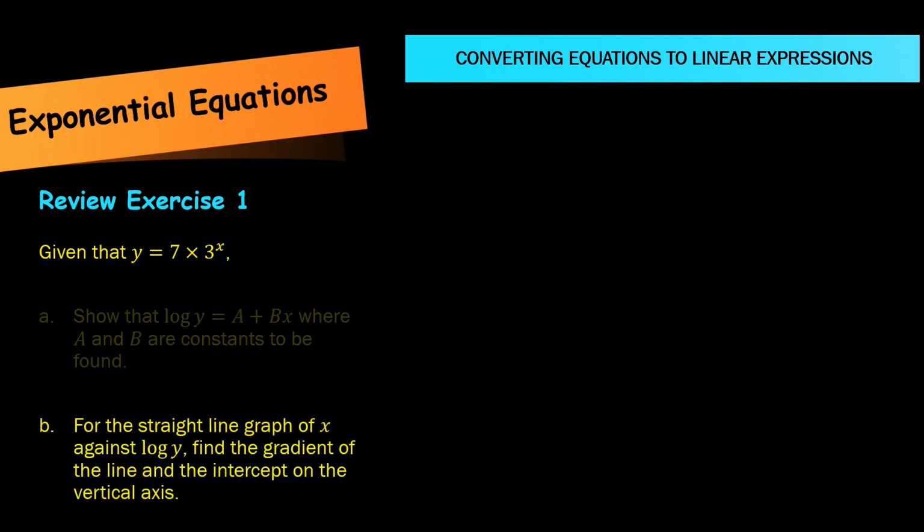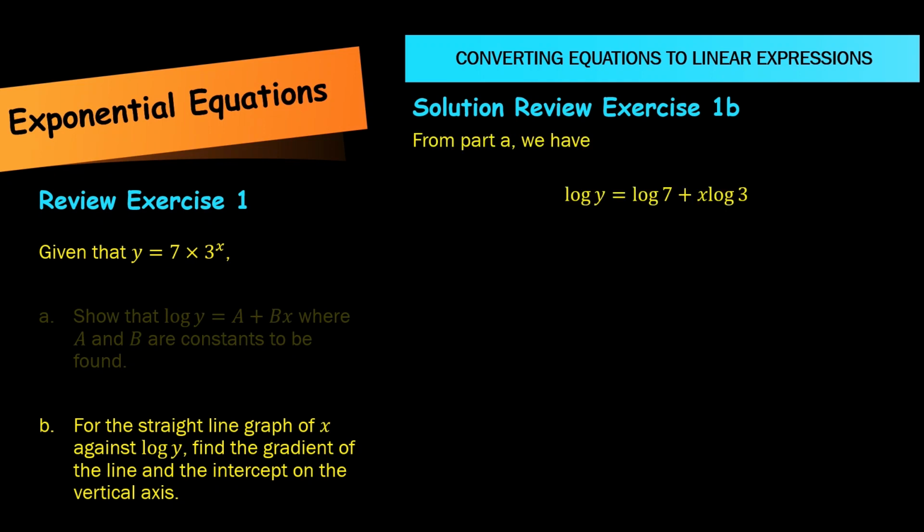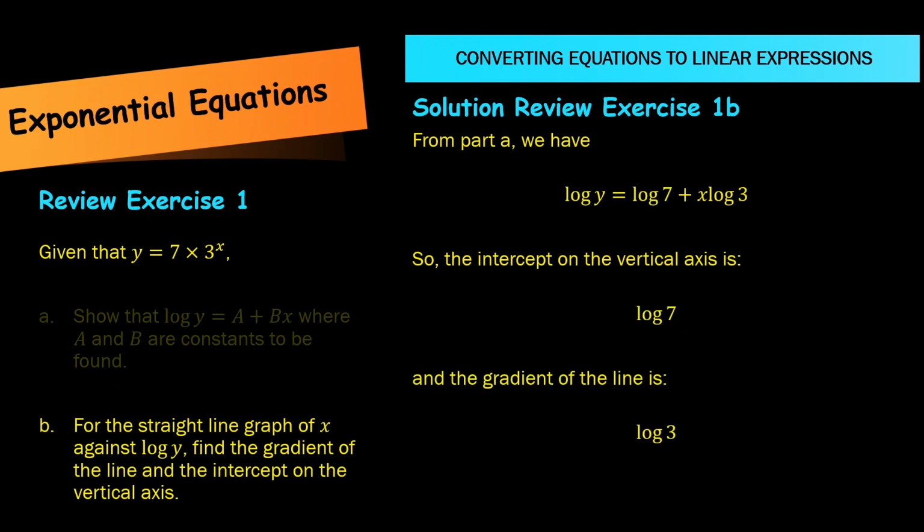And now for part B. For the straight line graph of x against log y, find the gradient of the line and the intercept on the vertical axis. So let's solve this. From part A, we have log y equals log 7 plus x log 3. So the intercept on the vertical axis is log 7, and the gradient of the line is log 3.